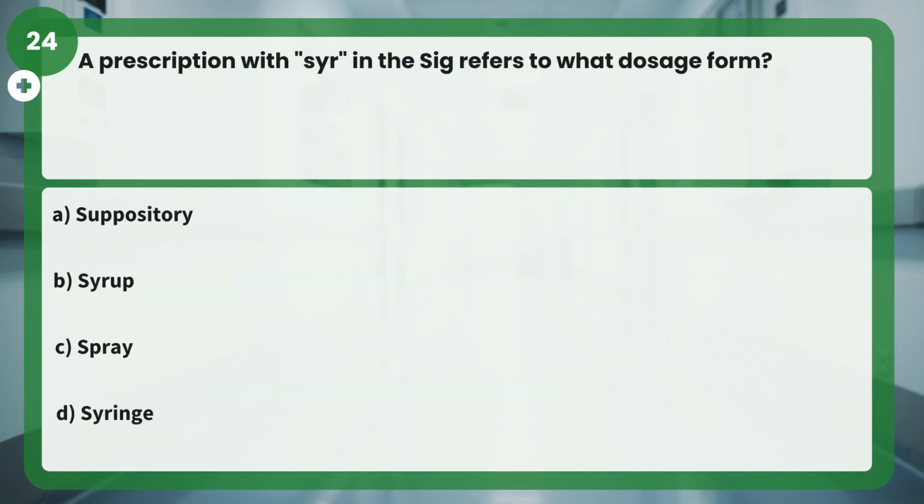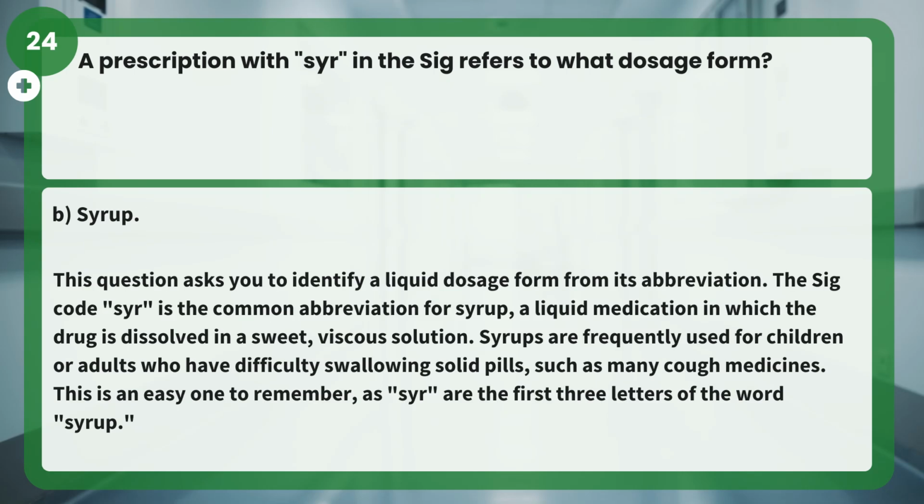Question 24. A prescription with SYR in the SIG refers to what dosage form? A. Suppository. B. Syrup. C. Spray. D. Syringe. Answer B. Syrup. This question asks you to identify a liquid dosage form from its abbreviation.